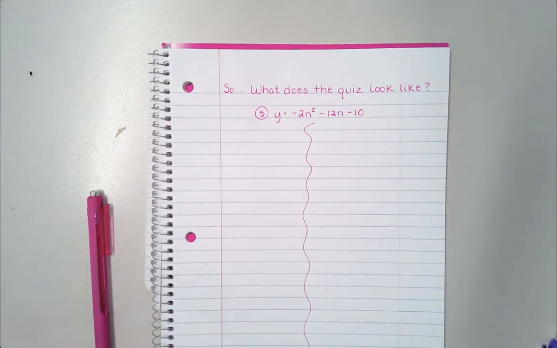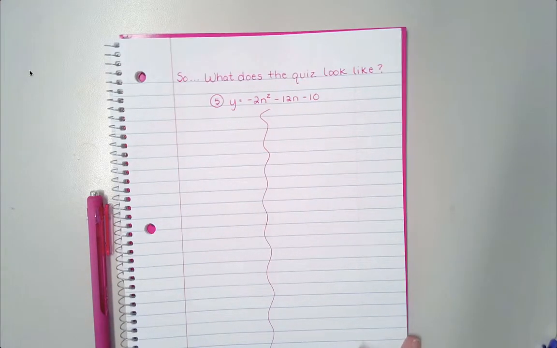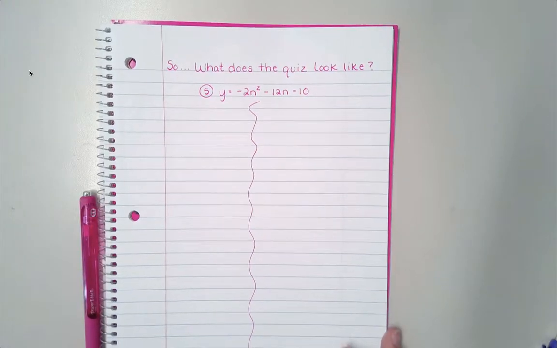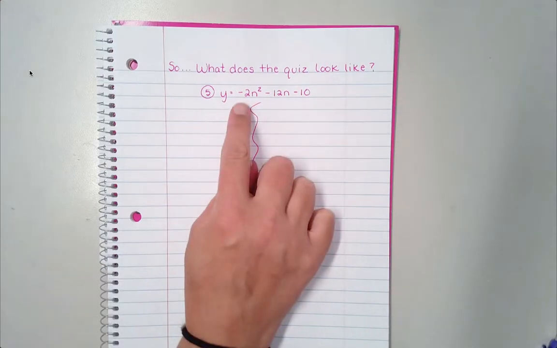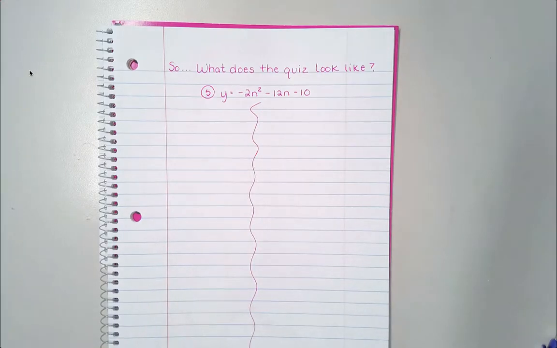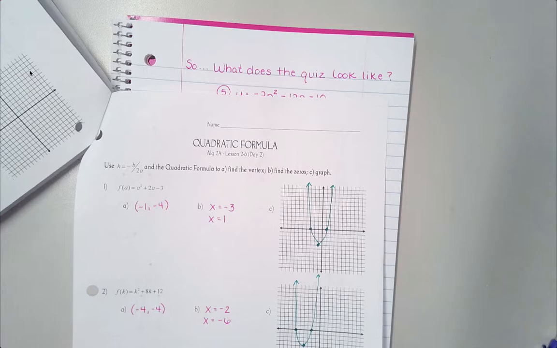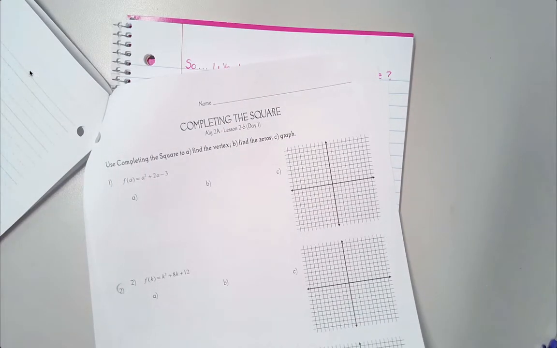Okay, so I thought I would put together a quick video that summarizes everything that's on the quiz tomorrow, which I have affectionately called, "So what does the quiz look like?" I've taken this problem straight off your homework assignment. This is problem number 5 from the quadratic formula assignment. It's also number 5 from the completing the square assignment.